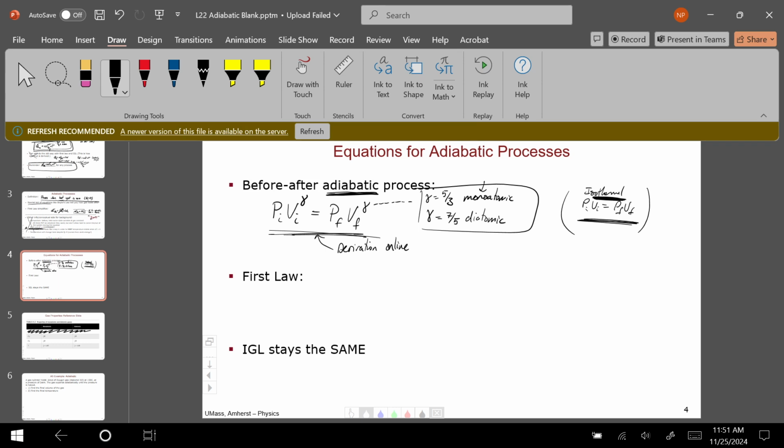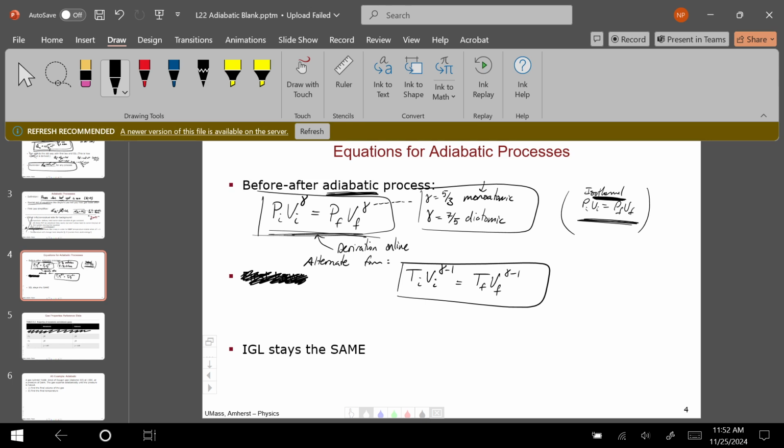Okay, and there's an alternate form of this. Actually, I already wrote the first law on the last slide, so I can cross this out. The alternate form, which might be useful if you're given temperature instead of pressure, is this one. Okay, and this comes from putting the ideal gas law into this equation. So again, they're secretly the same equation, but just with different variables.